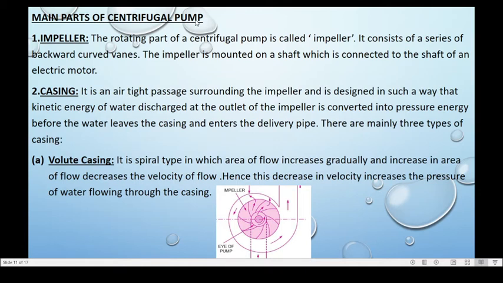Next is the main parts of centrifugal pumps. The main part of the centrifugal pump is the impeller. So the impeller is the rotating part of the centrifugal pump. It consists of a series of backward curved fins.